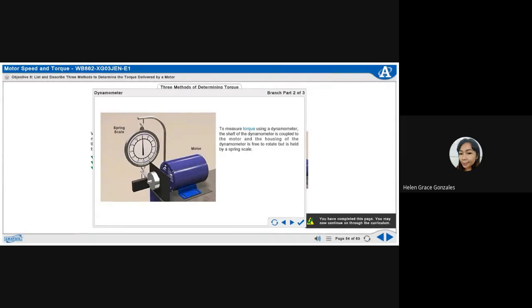To measure torque using a dynamometer, the shaft of the dynamometer is coupled to the motor, and the housing of the dynamometer is free to rotate, but is held by a spring scale.